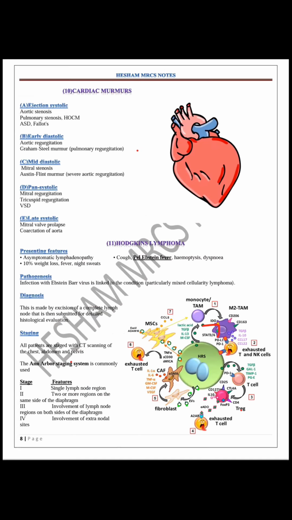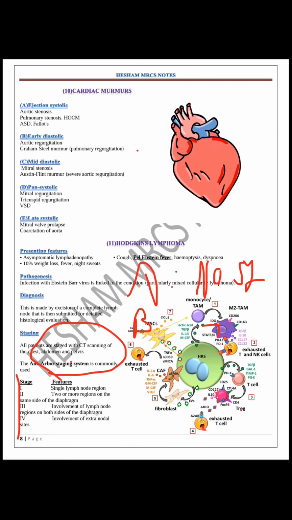Staging will be by CT staging called the Ann Arbor classification, or Ann Arbor staging. Ann Arbor staging is a 4-stage system. Each one is divided into A and B. A: there is no systemic manifestation. B: there are 3 systemic manifestations, any of them, like pruritus or fever or loss of weight more than 10%. So each stage of the Ann Arbor classification can be classified into A and B. A, no systemic manifestation. B, there will be systemic manifestations like fever, pruritus, loss of weight.